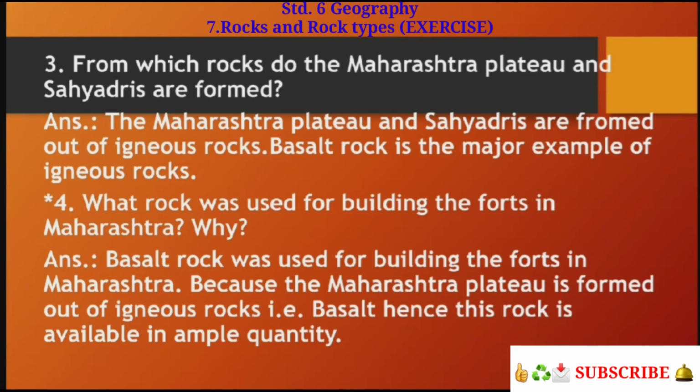Now the fourth one. What rock was used for building the forts in Maharashtra and why? The answer is, students, basalt rock was used for building the forts in Maharashtra because the Maharashtra Plateau is formed out of igneous rocks, that is basalt. Hence, this rock is available in ample quantity.